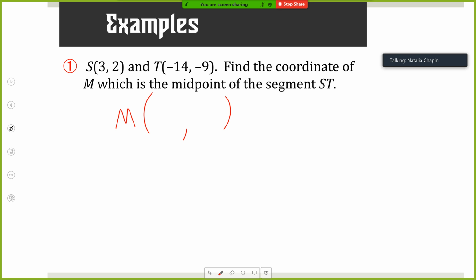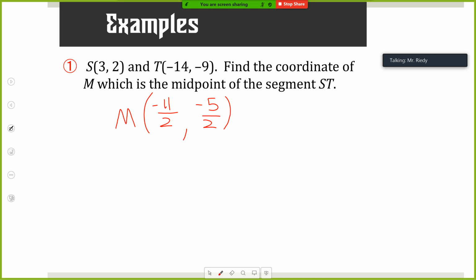I got negative 5.5 and negative 2.9. Okay, so I'm going to do this as negative 11 halves if you don't mind, because I want to keep it in fraction form. And then what did you get for the other one? Negative 2.9. How'd you get that? Oh, I mean 5. Oh, there you go. In other words, negative 5 halves.